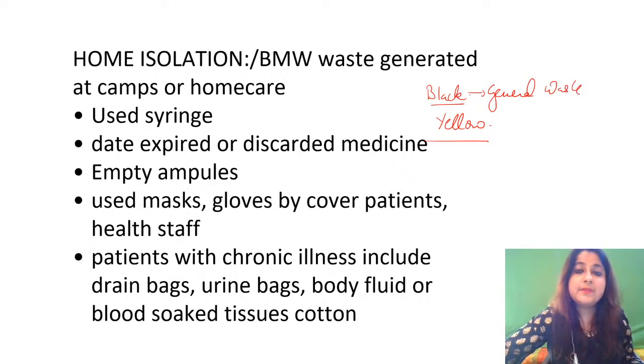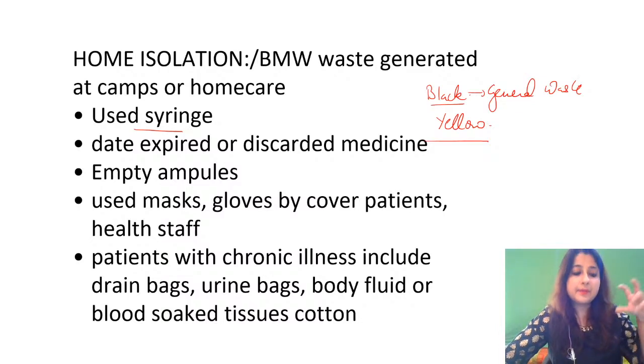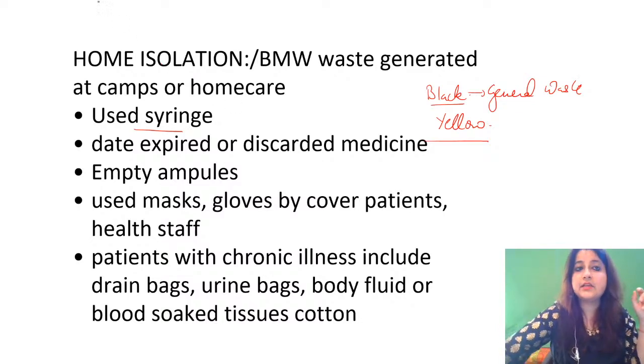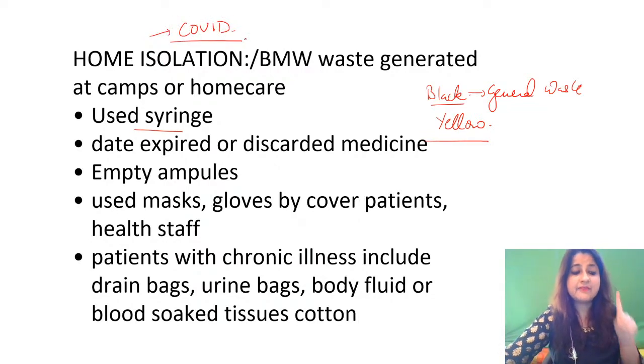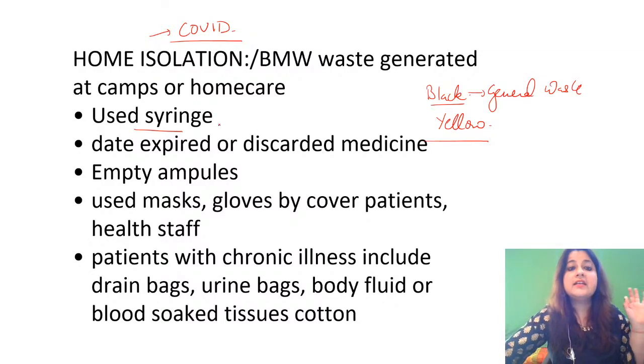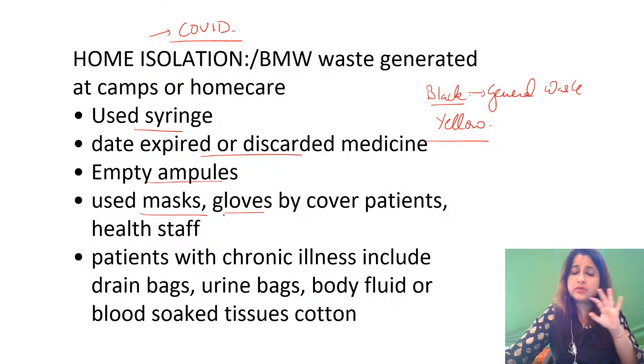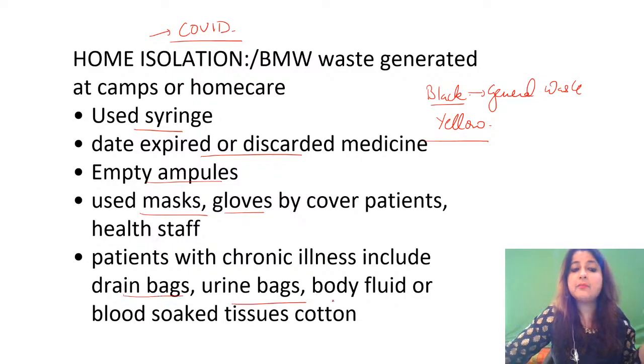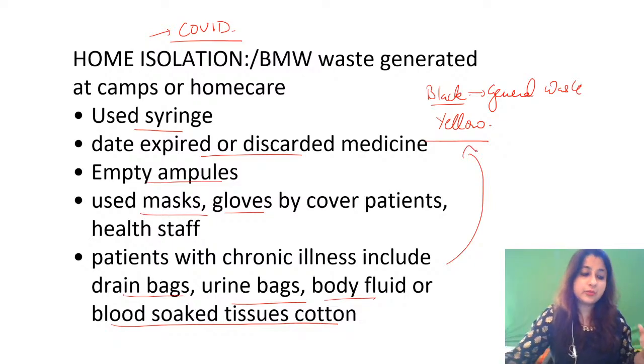But if it is the patient's used syringe, although the syringe should go in a red color bag, when the patient is under home isolation in case of COVID, we only have two color bags, black and yellow. Then everything, like a syringe, date expired or discarded medicine, empty ampoules, a used mask, gloves, anything, okay? Whether it's a drain bag, urine bag, body fluid or blood soaked tissue cotton, everything will go into a yellow color bag.